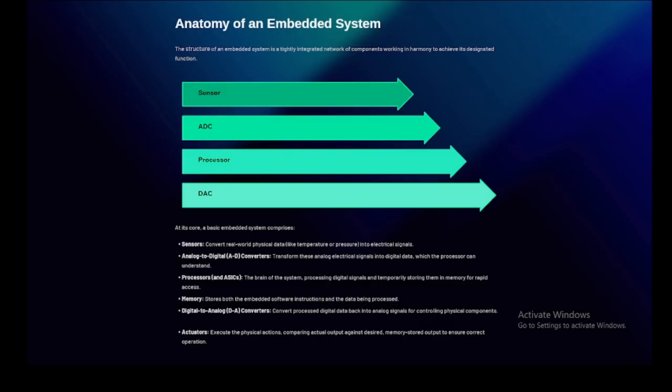Memory. We all know that memory stores both the embedded software instructions and the data being processed. Digital to analog converter. What mainly does the digital to analog converter do? It converts the processed digital data back into analog signals for controlling the physical components. Actuators execute the physical actions, comparing the actual output against the desired memory stored output to ensure correct operation.